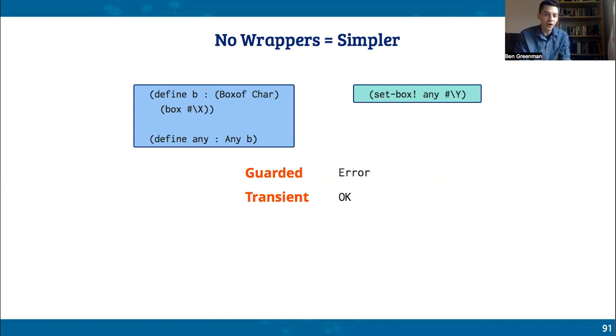But with the guarded types, this gives us an error. The reason for the error is that any, as the top type, has to be a very strict wrapper for clients. In Transient, there are no wrappers. So this write goes through and it's not a problem, the program runs. And so this is one example of how Transient can give us simpler semantics. And in some cases, it's the semantics that a programmer would prefer.